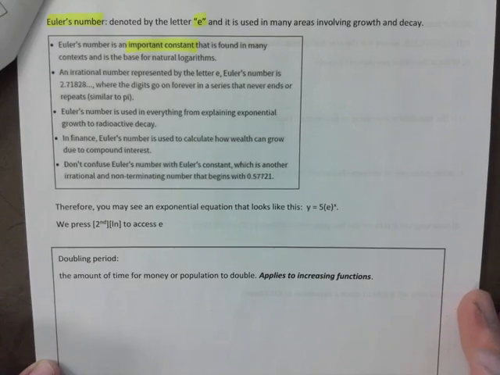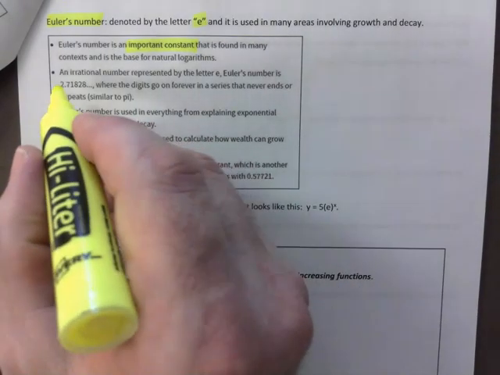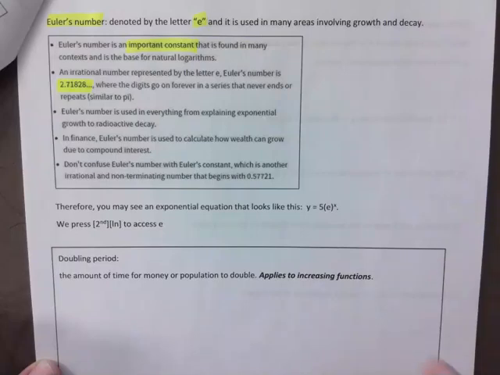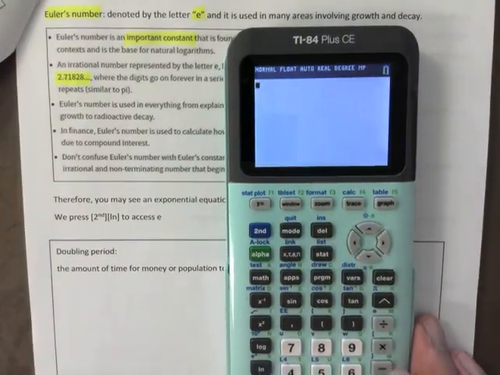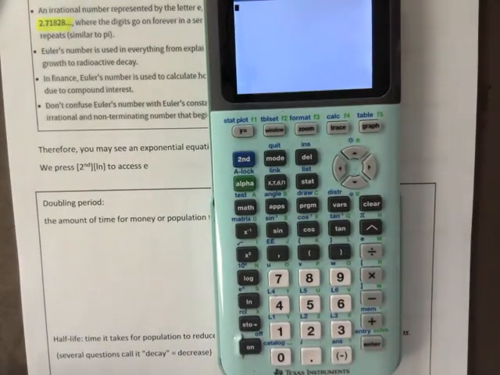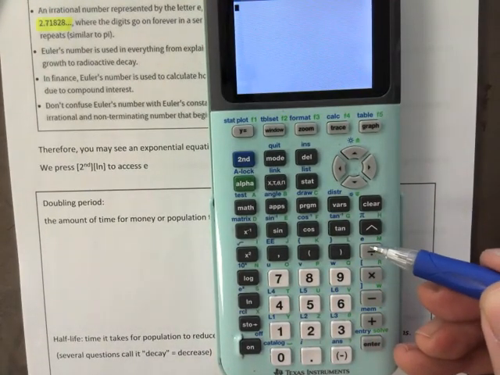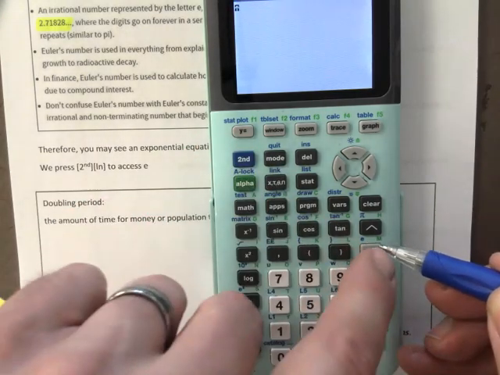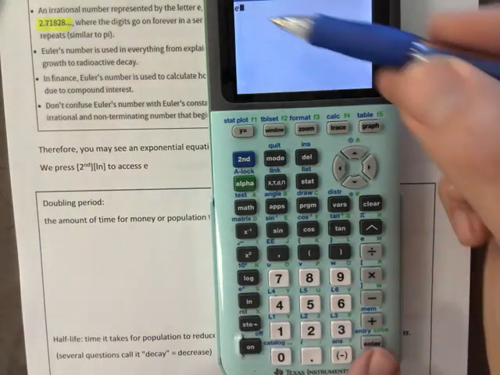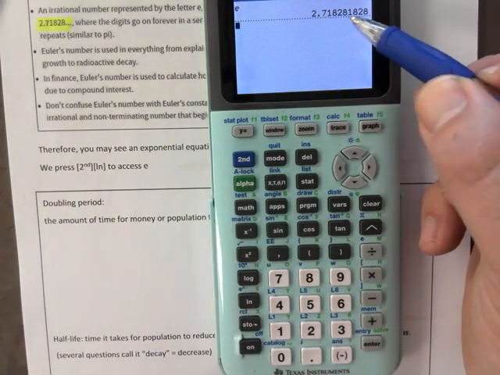Okay? But what you need to remember is that E is 2.71828 and so forth. I don't need you to remember it because our calculator has E. Watch right here. If you look up, on top of the division symbol, there's an E right there. So you can just go second, press that, and then hit equals, and it will tell you what it is.